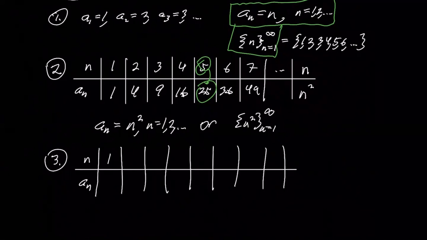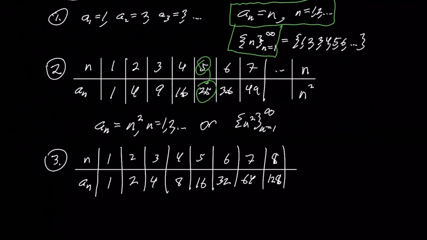Okay, so we do 1, 2, 3, 4, 5, 6, probably enough. 1, 2, 4, 8, 16, 32. I'll go ahead and go 7 and 8, 64 and 128. Now, what's the formula then?